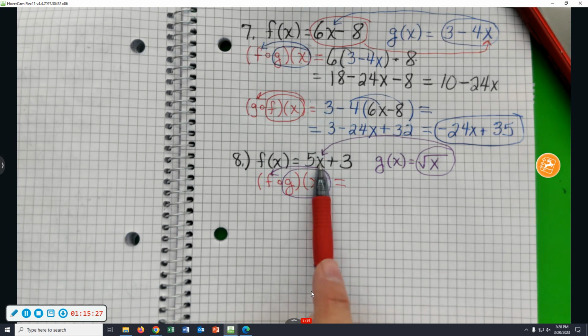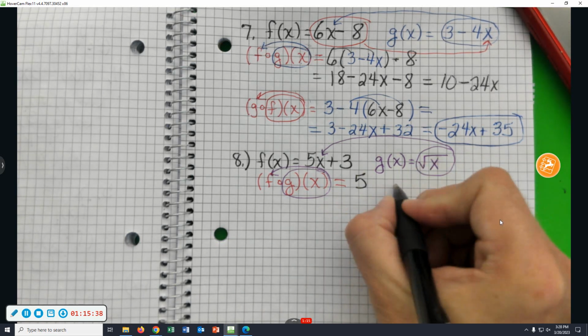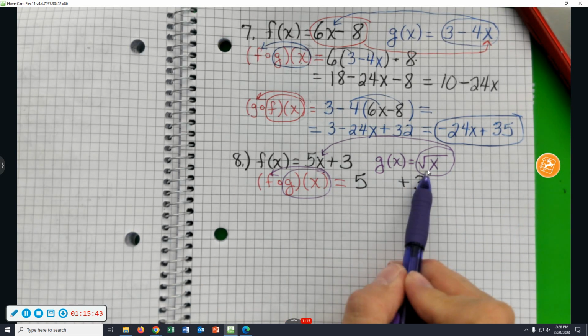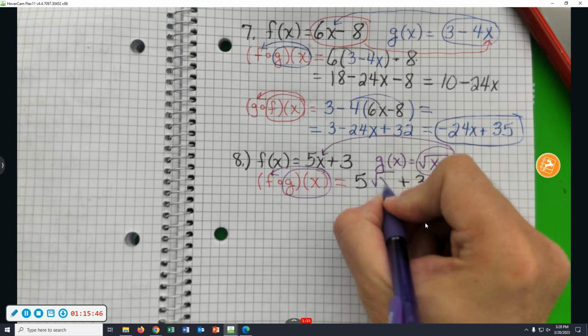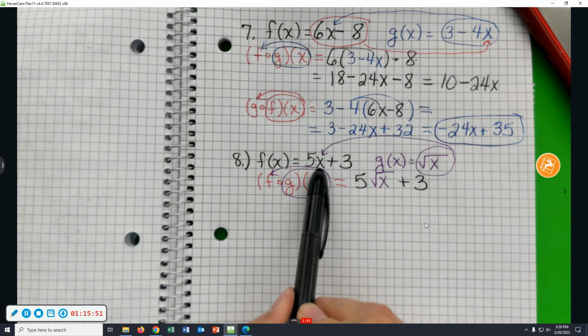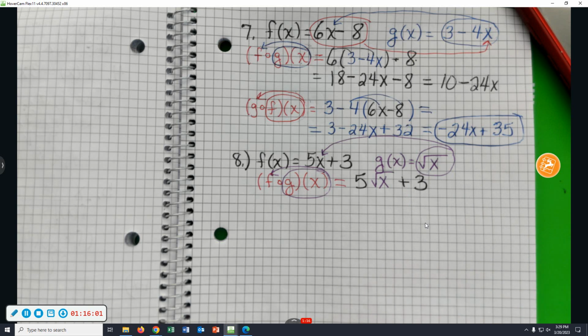No. You're replacing that black x. Replace that black x with the square root of x, this purple. You've got the 5 and the plus 3, but you're replacing this black x with that. Is there anything we can do there to simplify or reduce that? No, it's just 5 square root of x plus 3.